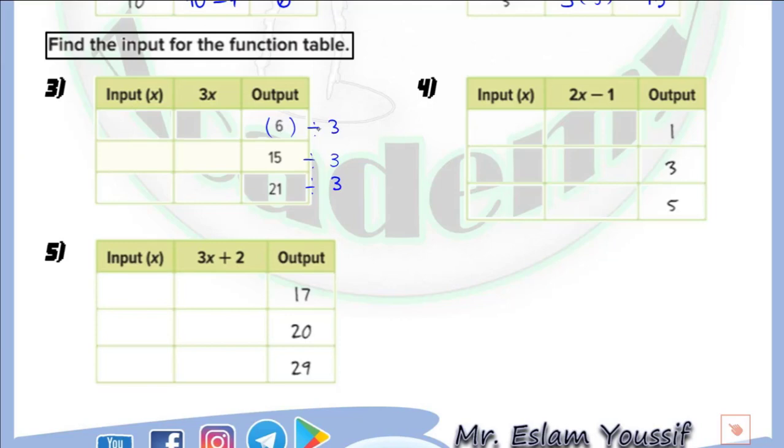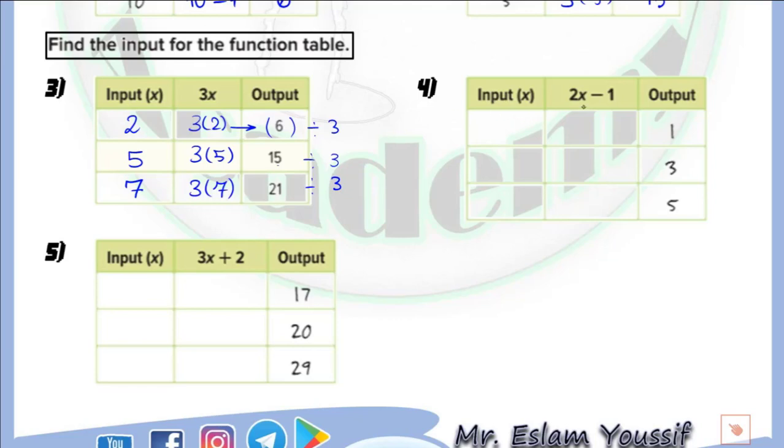So 6 divided by 3, the answer will be equal to 2. If you check your answer, 3 multiplied by 2, you will find that the answer is equal to 6. 15 divided by 3, the answer will be equal to 5. Check your answer now: 3 multiplied by 5, the answer will be 15. 21 divided by 3, the answer will be equal to 7. So if you check your answer, 3 multiplied by 7, you find that the answer is equal to 21.